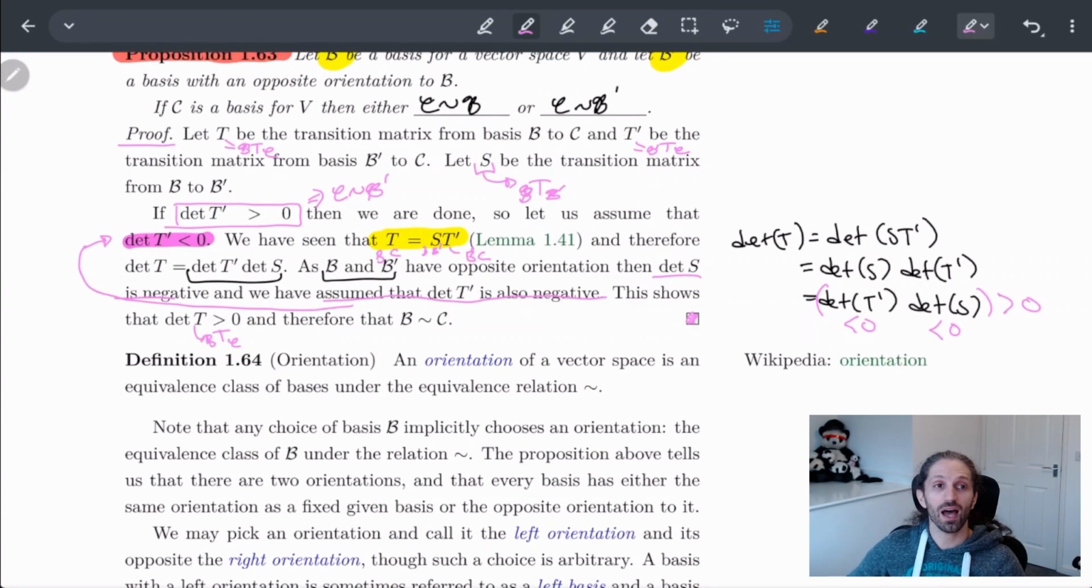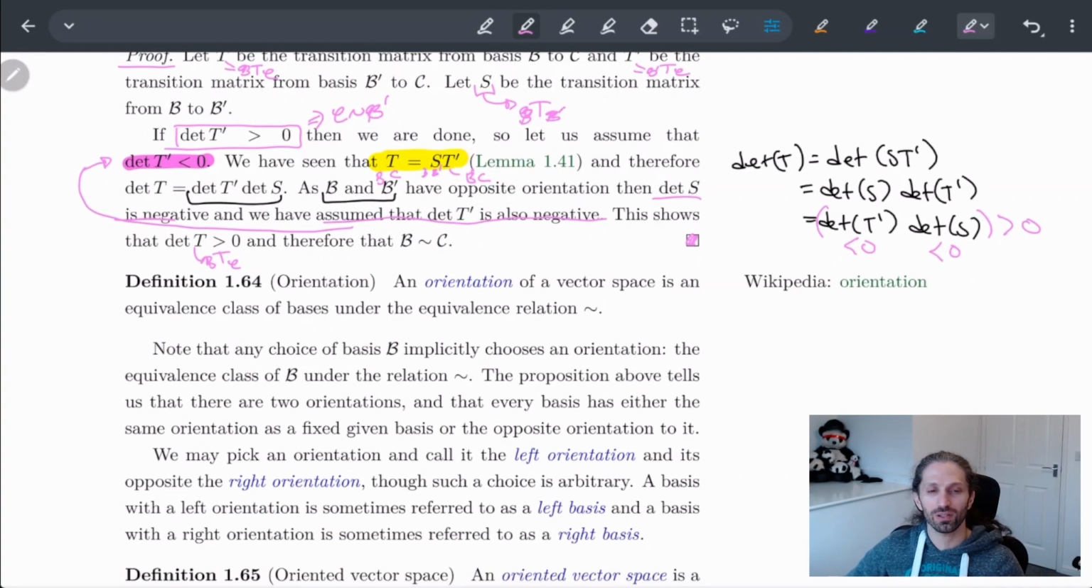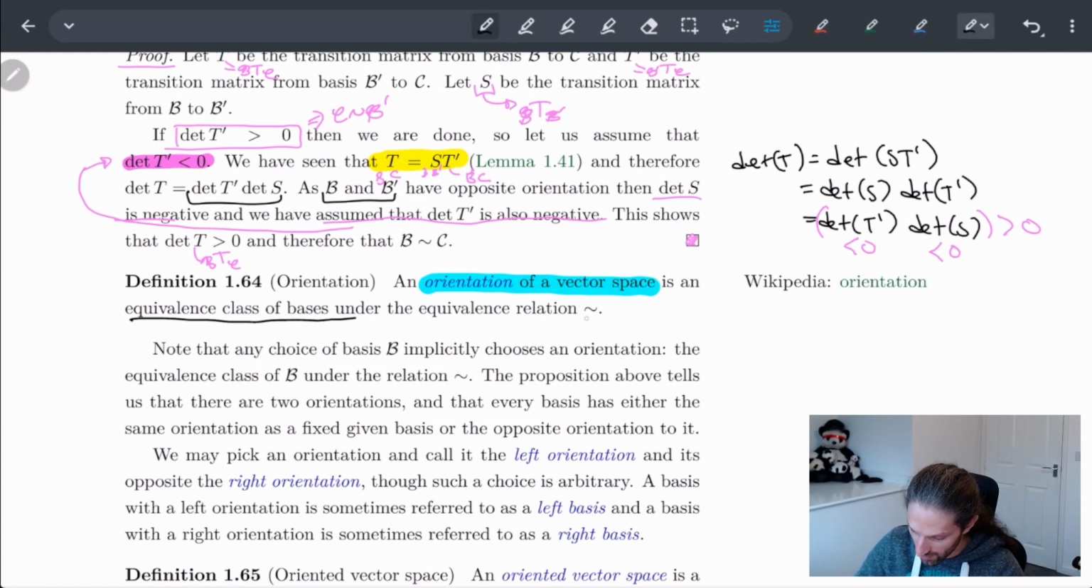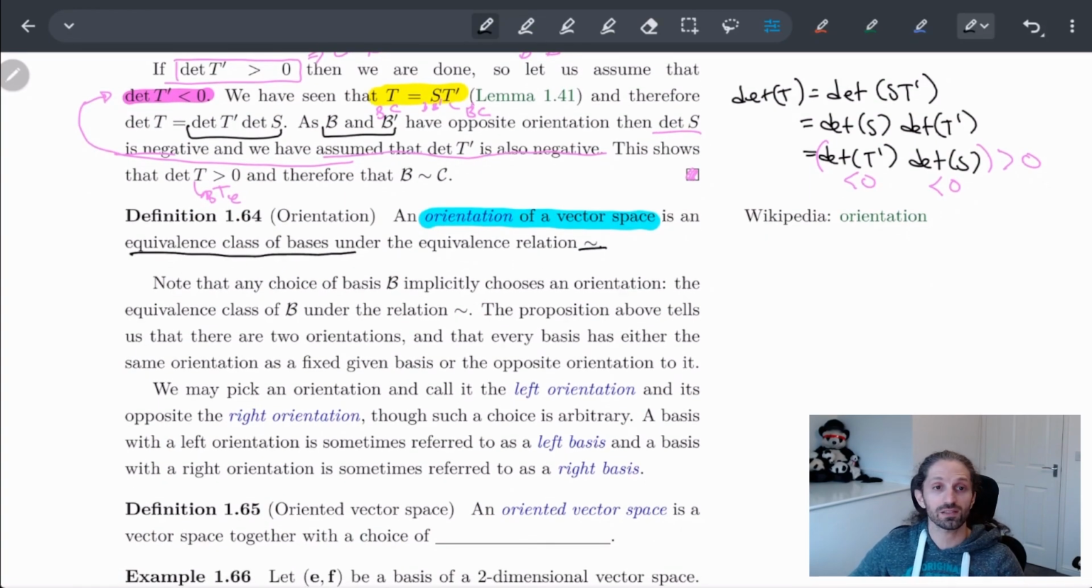So in other words, we always have that there's only two orientations. So we can actually give an orientation to a vector space. An orientation of a vector space is going to be one of the two equivalence classes, an equivalence class of bases under the equivalence relation. And from before, what we saw is there's only two. In other words, two bases are either the same orientation or the opposite orientation, and that's it.